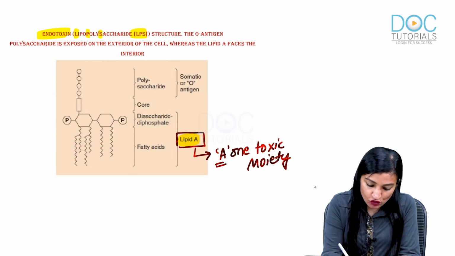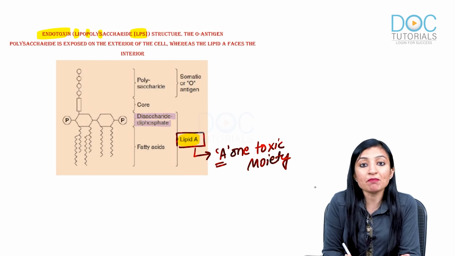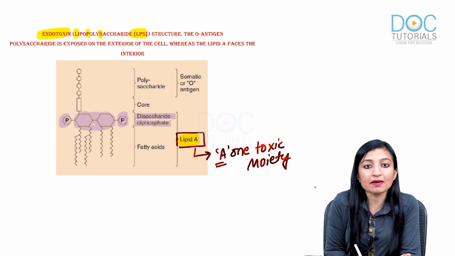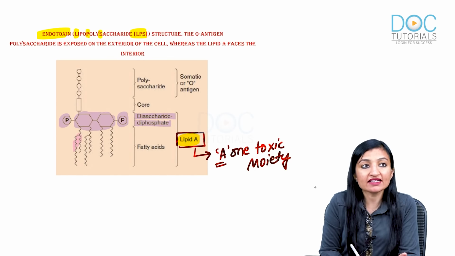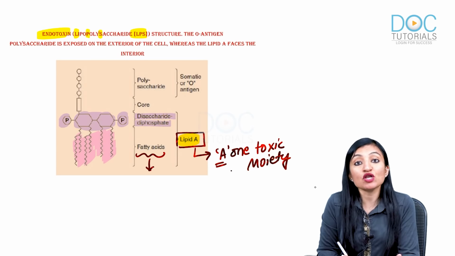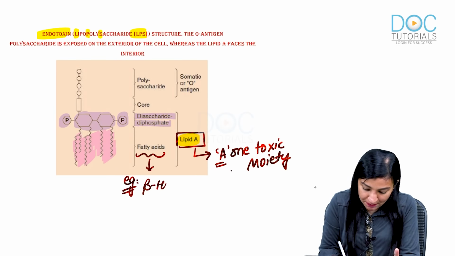Okay. So as we see over here, the lipid A part has a disaccharide diphosphate part to it. You can see these two phosphate molecules. And this whole thing represents the disaccharide, and you can see certain fatty acids dangling like this. Now a very important example of a fatty acid which is part of the lipid A is, remember, beta hydroxy myristic acid. You will never come across this term anywhere else except for here, that is LPS.